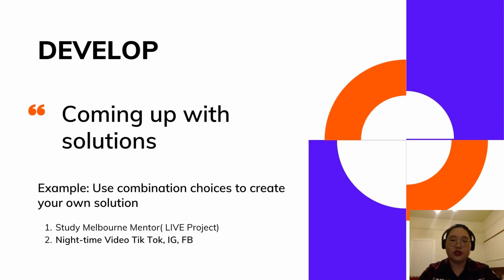Then we move on to the third stage, which is called develop. In this stage, you need to come up with different solutions. A technique to develop different solutions will be using combination choices. For example, for our group, we have developed two different solutions. The first one is Study Melbourne Mentor. This has already been applied in the live project. So we will move on to the second solution that we developed.